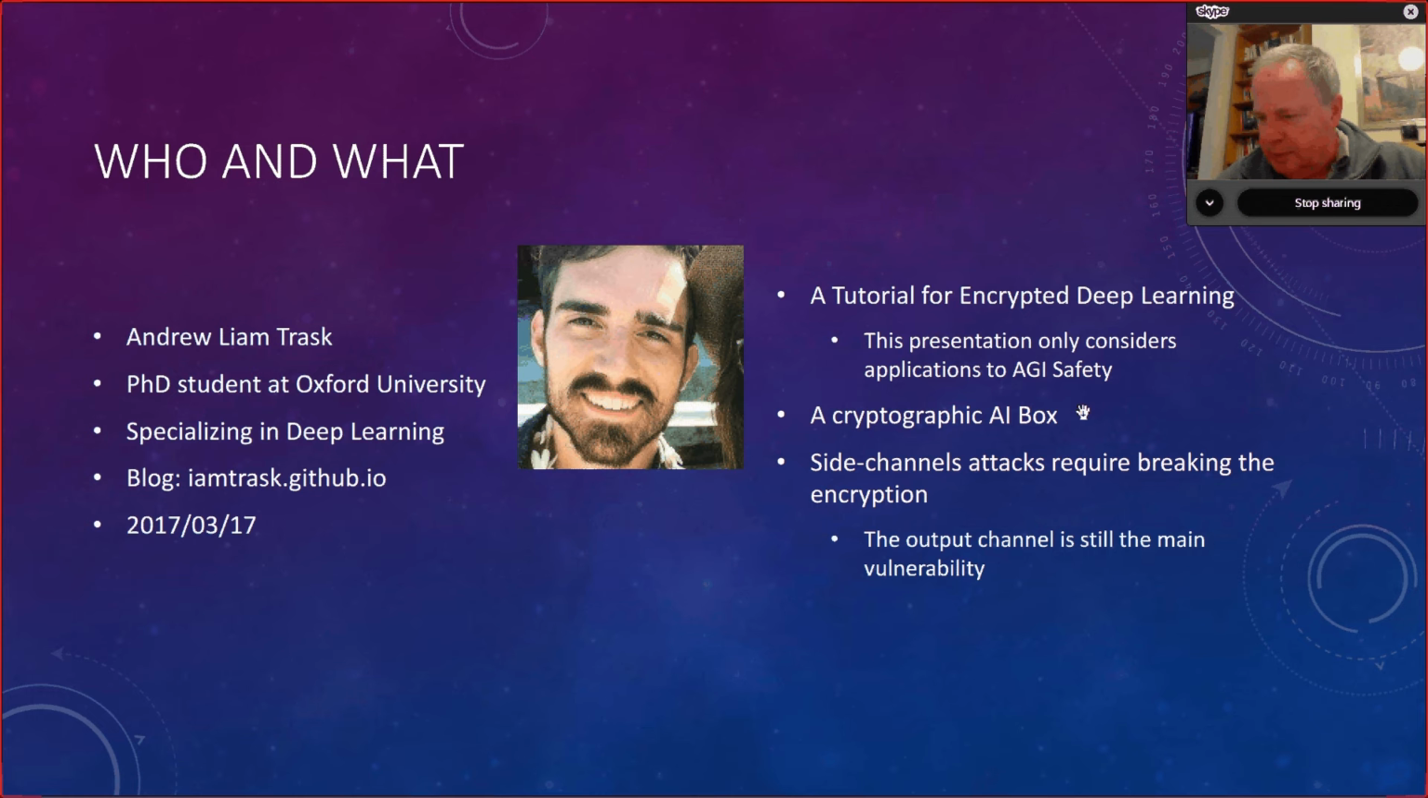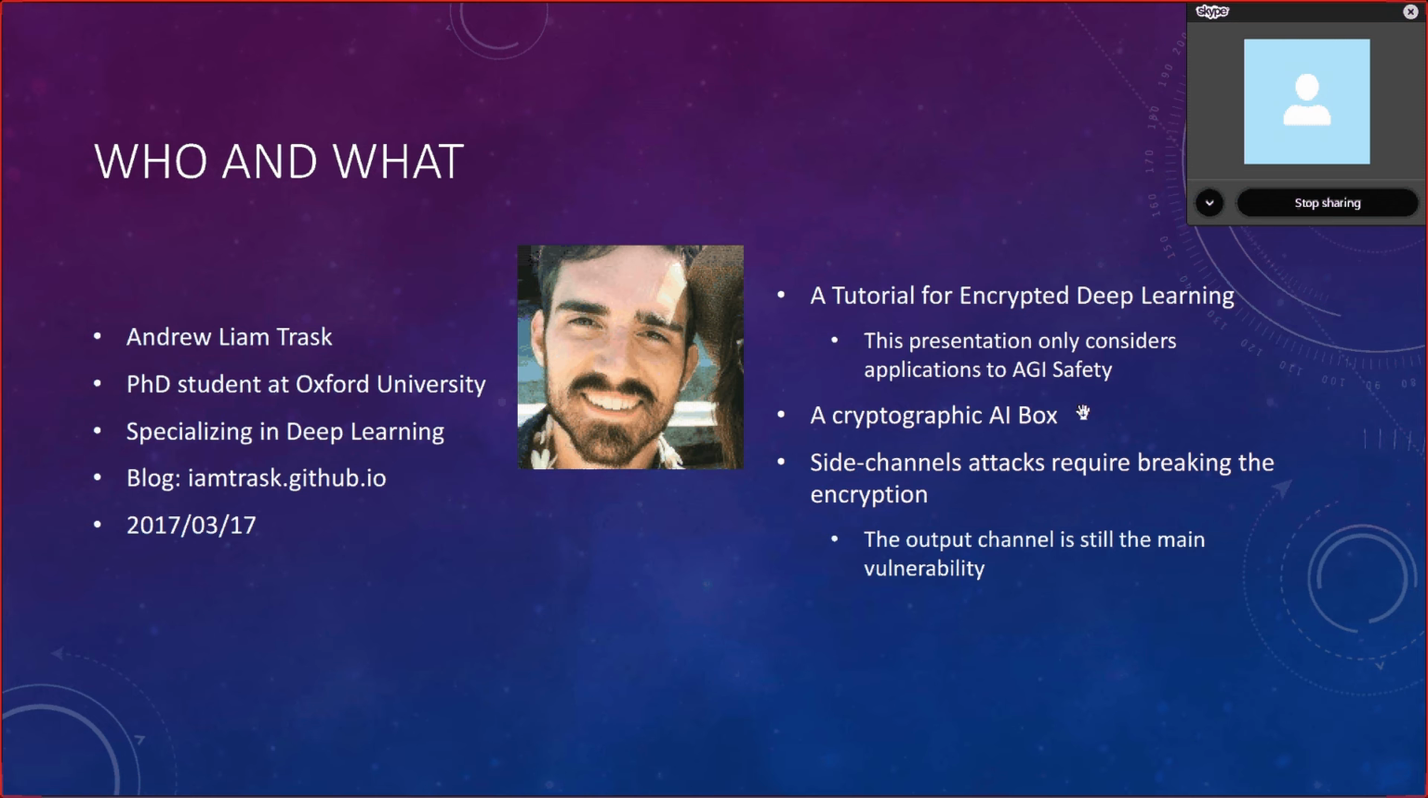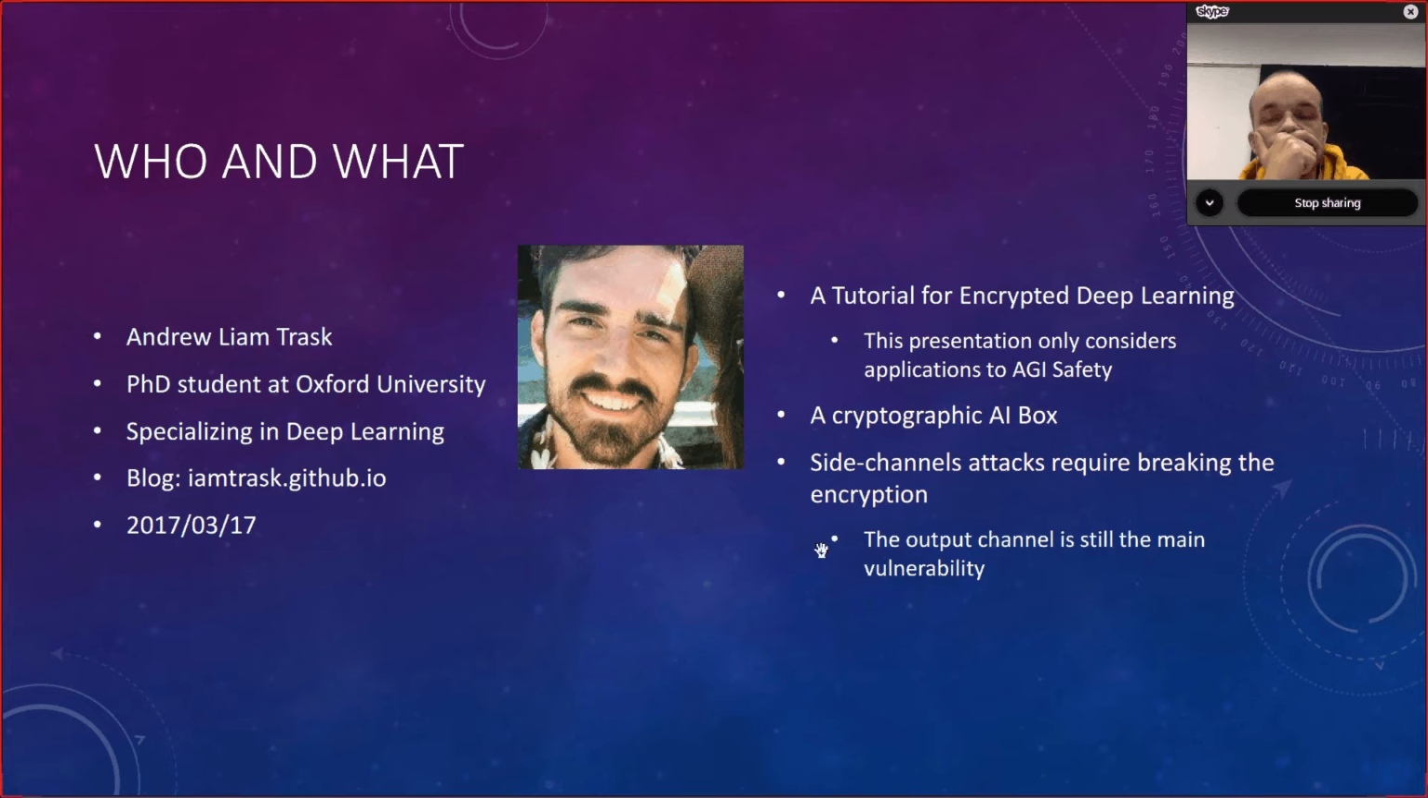And this is not the only problem with AI boxing. The other problem is that the output channel, the thing that the superintelligence tells you, it might be able to manipulate you very strongly. So this is considered the main vulnerability of AI boxes, and that's not what we are focusing on here.